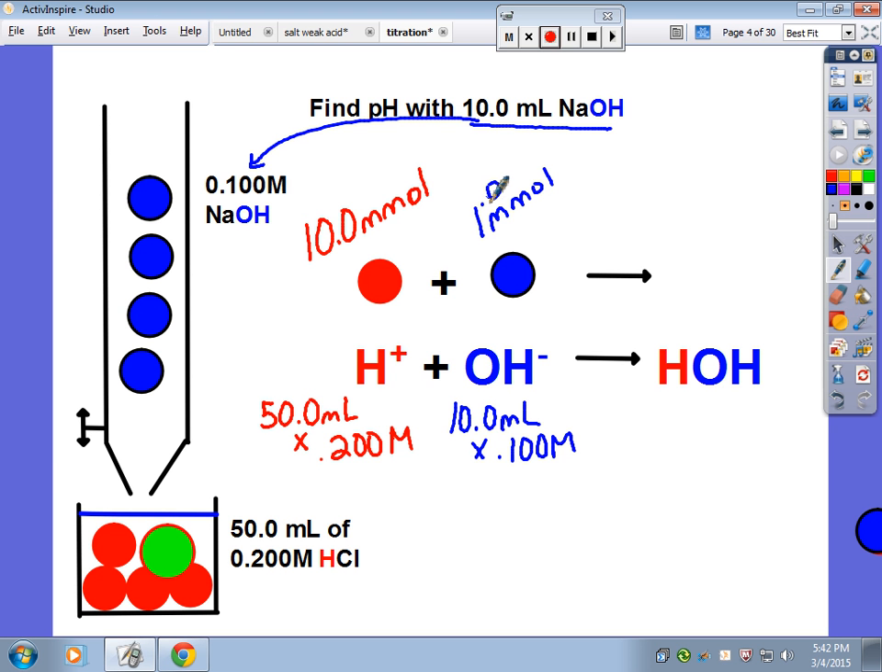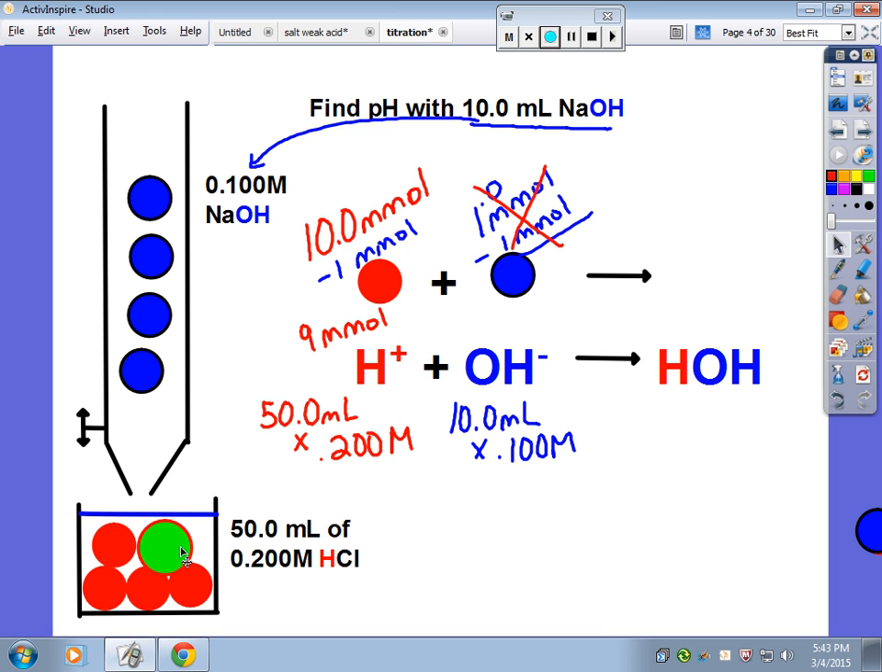Now what happens when you drop 1 blue circle into 10 red circles? That blue circle is going to disappear, and you're going to have 9 little circles left. I have 9 little circles left, none of these left at all, and what's happened? I've made water, haven't I? So my water's gone up.